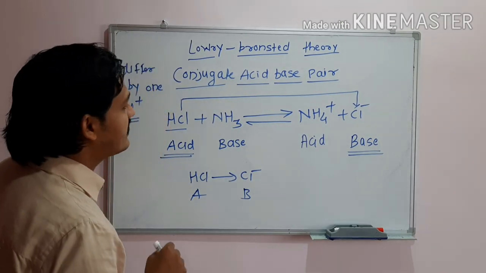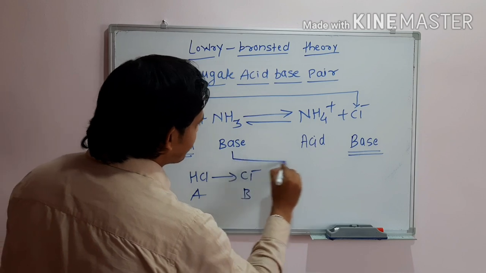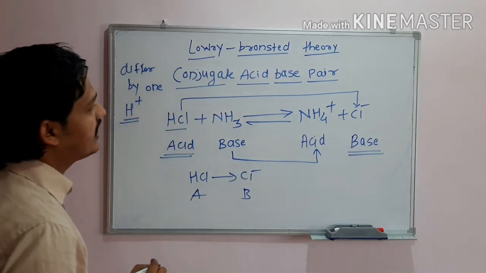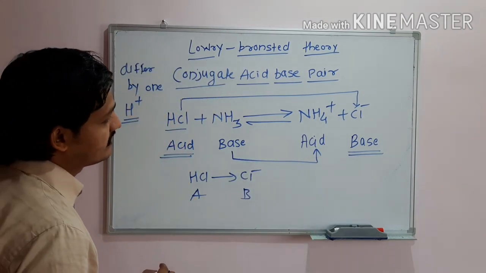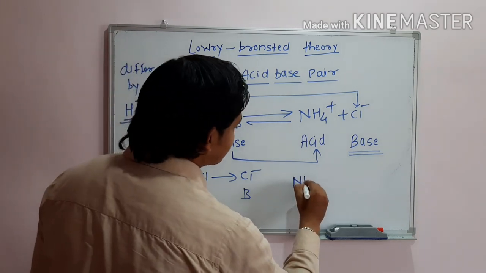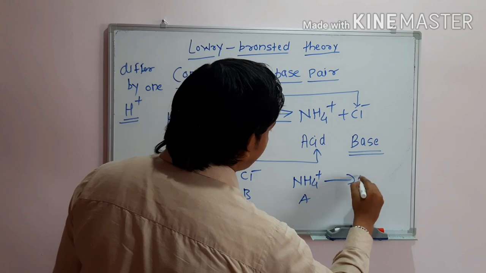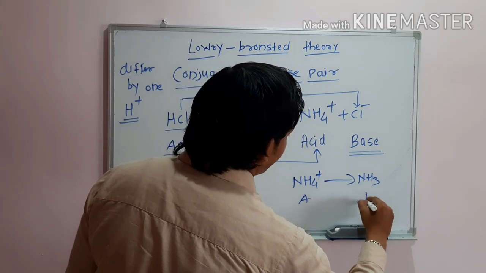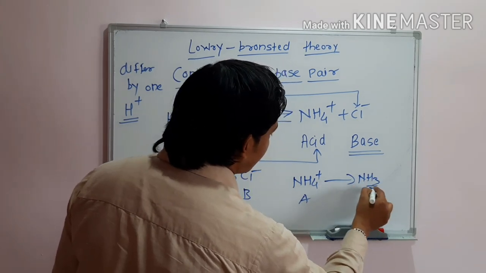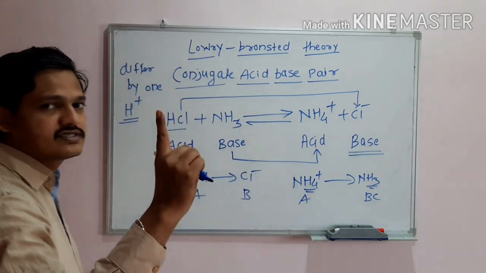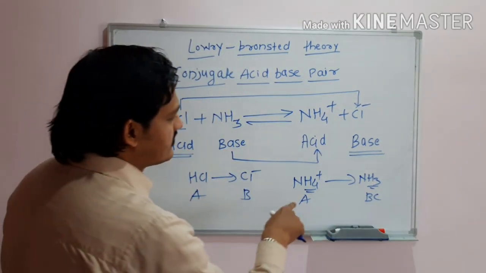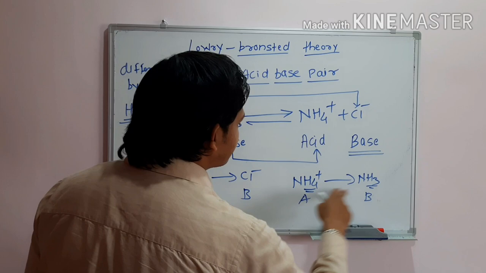So another example, so let us see NH3 and NH4 plus. NH4 plus acts as acid, and NH3 acts as base. So yachyamadhye 3 ahet ani yachyamadhye 4 ahe, ekacha difference ahe, ekacha. So this is base, this is acid.